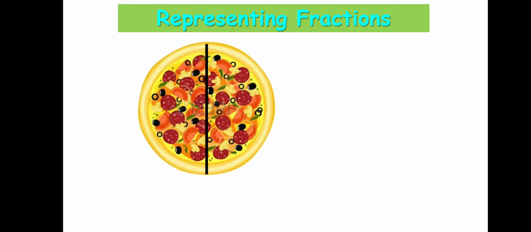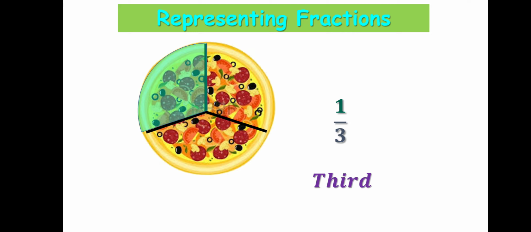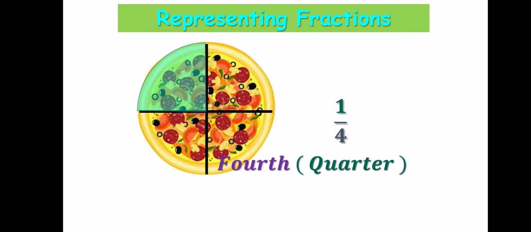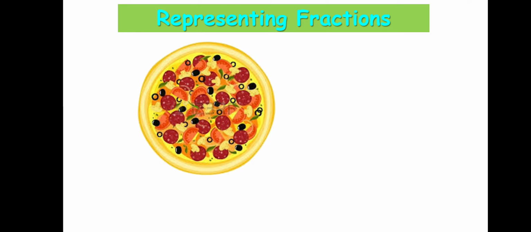Okay, look here. If we have this pizza and we cut it into 2 equal parts and we took one part, so we took 1 over 2. So this fraction I call it half. What if I cut it into 3 and I took one part? So it's 1 over 3, so I call it third. And if I cut it into 4 and I took one part of 4, I have 1 over 4, I call it fourth or quarter.